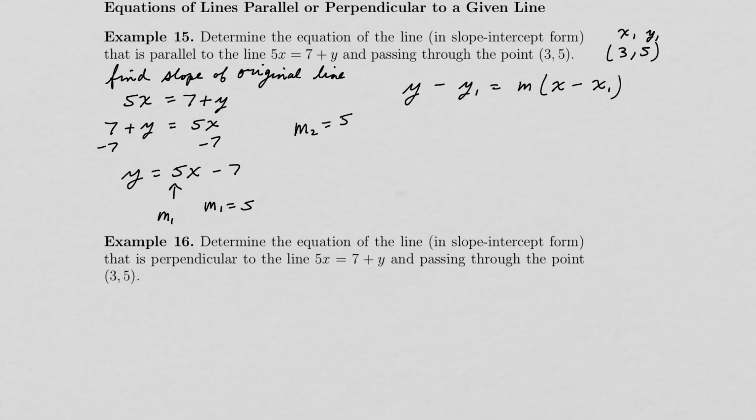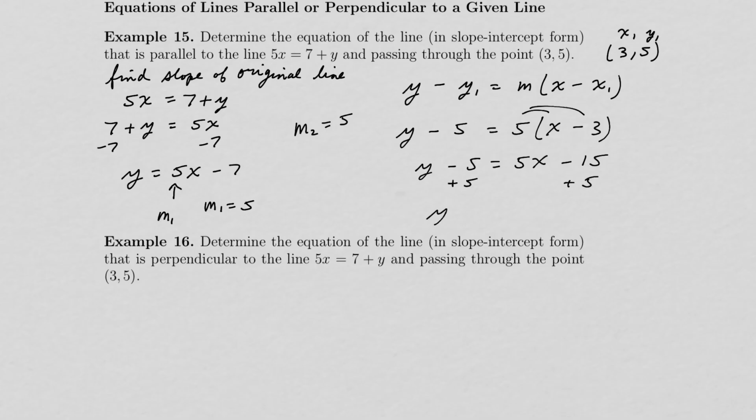So now if I plug into this point slope form, I have y minus 5 equals, the slope has to be 5, times x minus 3. Distribute the 5. So I'm going to get 5x minus 15. And then finally, I'll solve for y. I'll add 5 to both sides. And I get y equals 5x minus 10. And that would be the equation of the line that's parallel to this given line and passes through that point.